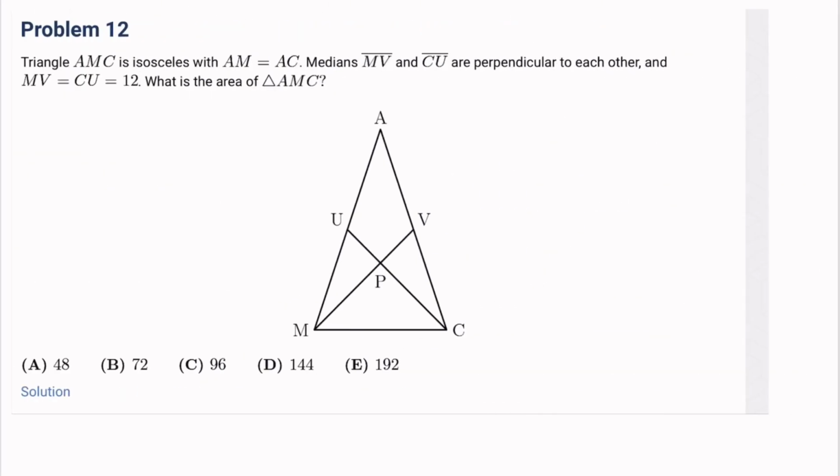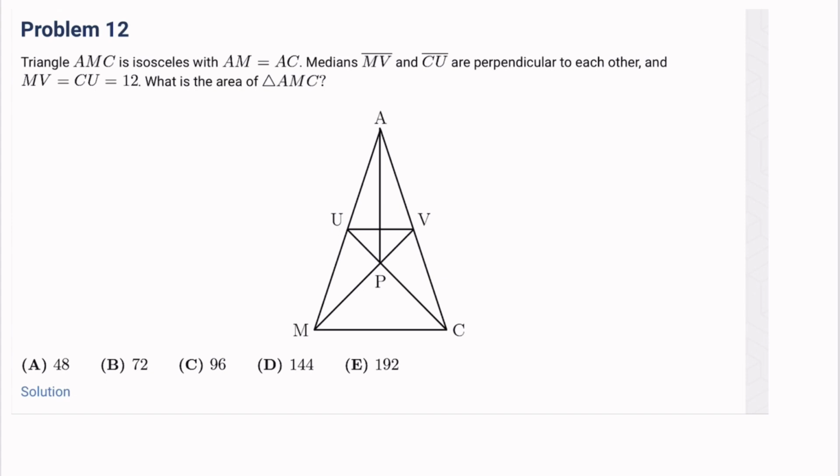Number 12. Triangle AMC is isosceles with AM equals AC, medians MV and CO are perpendicular to each other, and MV equals CO equals 12. What is the area of triangle AMC? Okay, so to do this, we have to draw two lines. One line is going to be between U and V like that, and the other is going to be between P and A like that, right?